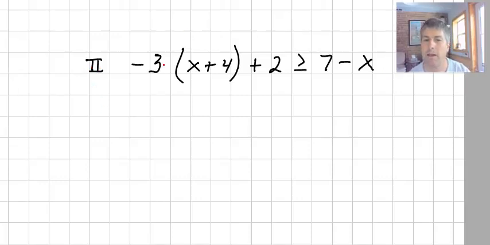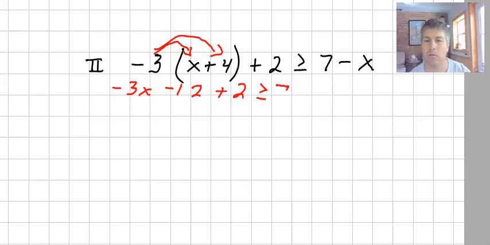A little bit more complicated, but not too bad. We're going to simplify the left-hand side. I'm going to distribute the negative 3 in here. So we get negative 3x minus 12 plus 2 is greater than or equal to 7 minus x. I'm going to add this x to the other side, and negative 12 plus 2 is negative 10. So I have negative 2x minus 10 is greater than or equal to 7.